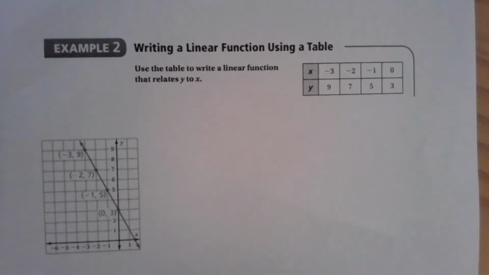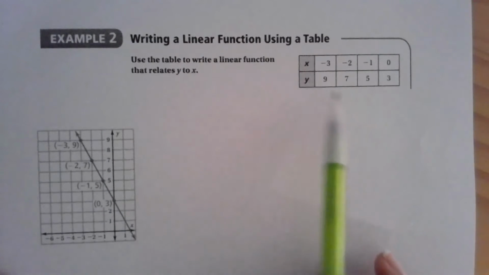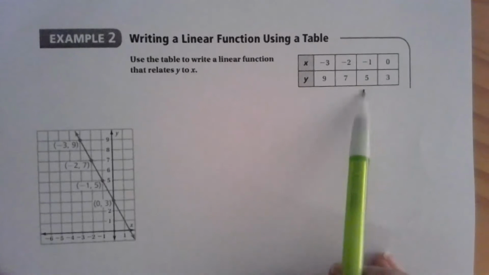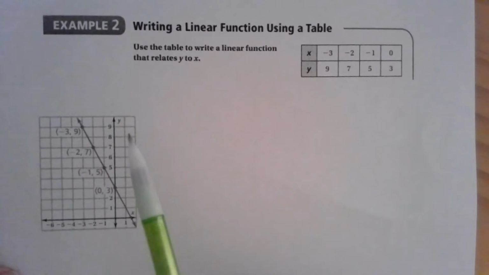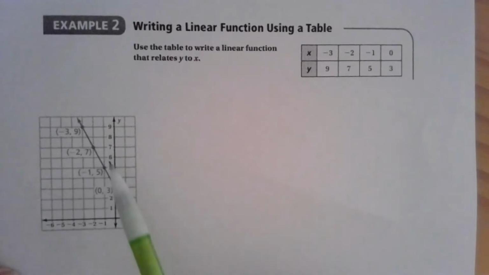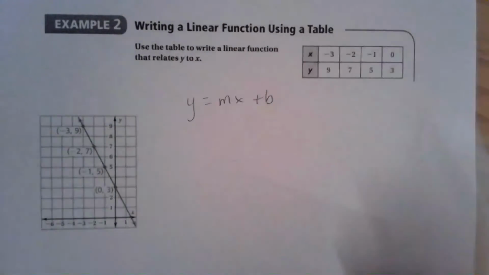Okay, so now example 2. Writing a linear function using a table. So this table here, these are just points. This is x, y. These would be the ordered pairs, okay? They have been graphed right here already for you. So in your practice, you will be given a table, and then you're going to have to plot the points. But yay, it's been done for you in this example, so we can have more time to look at writing the equation. Okay, so again, same thing, y equals mx plus b.